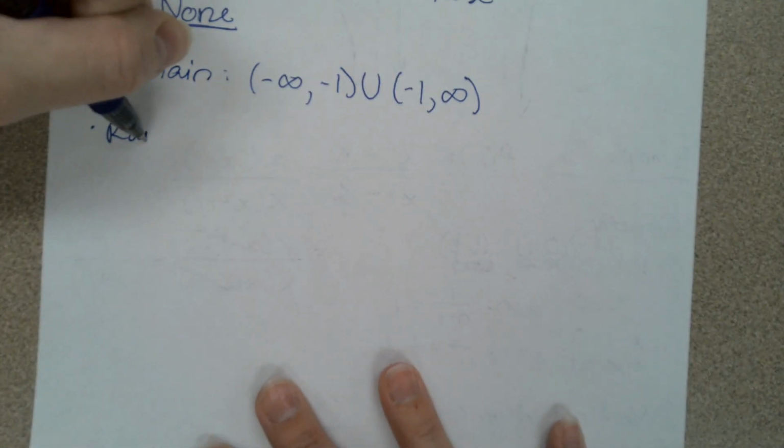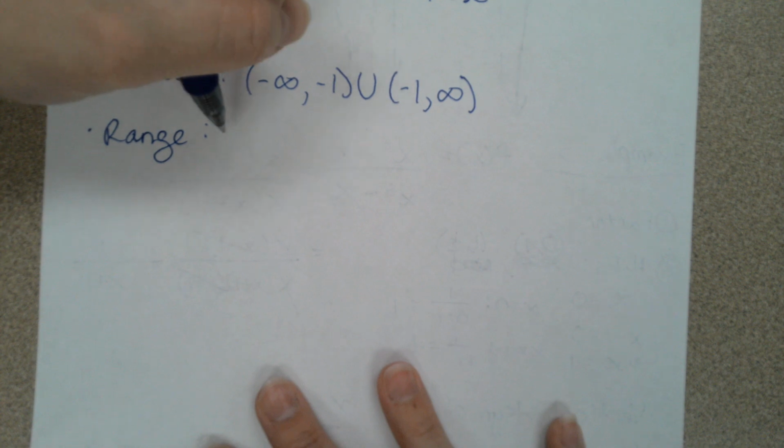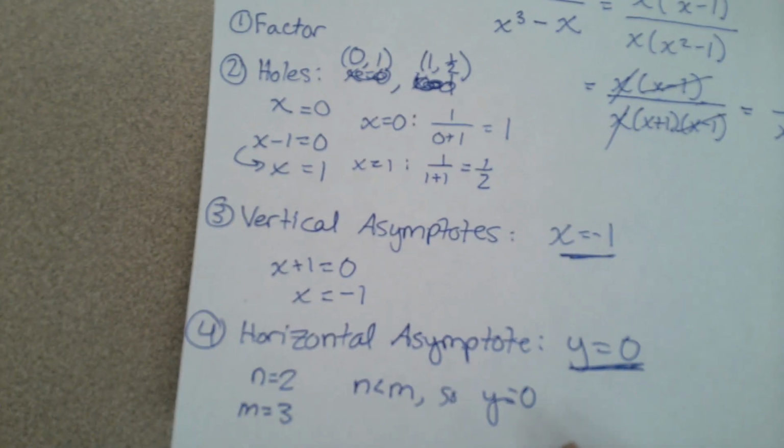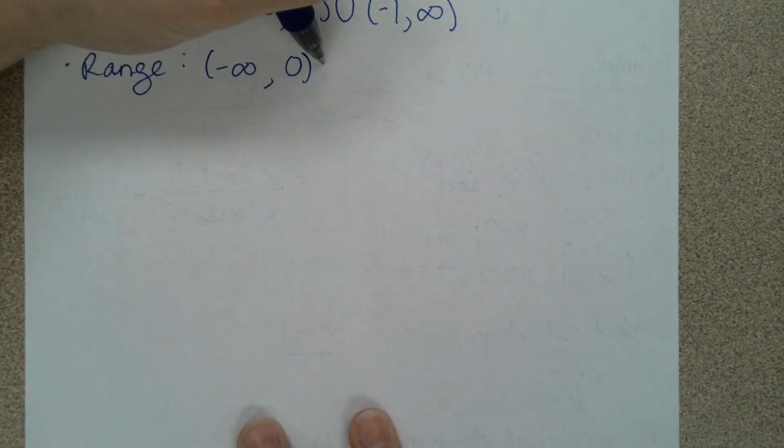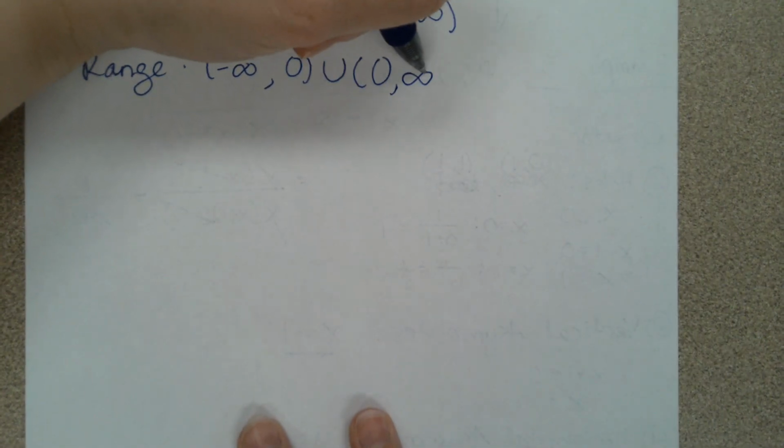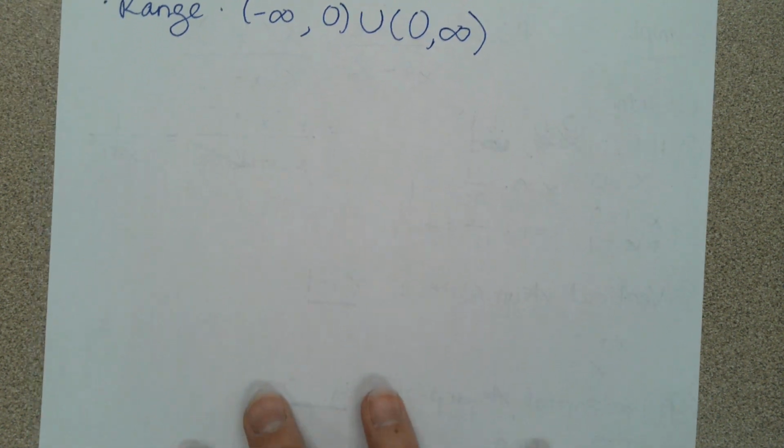And then the range, all real numbers except for our horizontal asymptote, which I believe was 0. Horizontal asymptote was a 0. So range, -infinity to 0, union 0 to infinity. And now we graph.